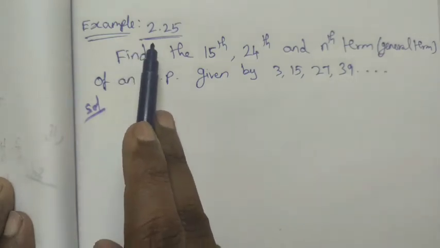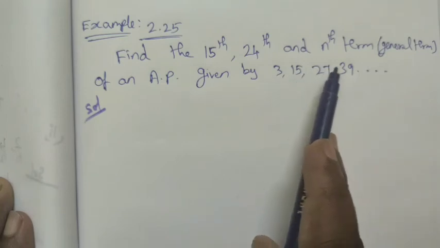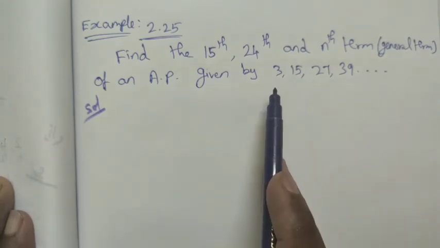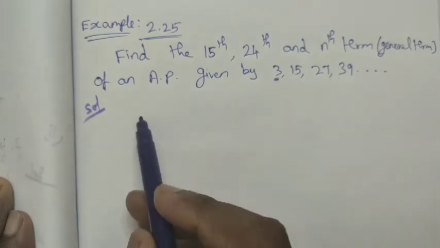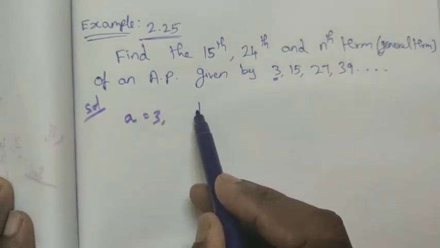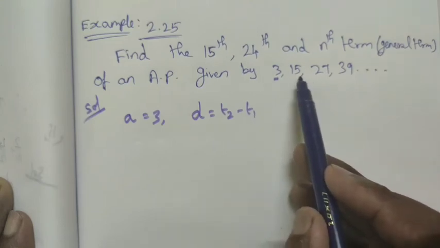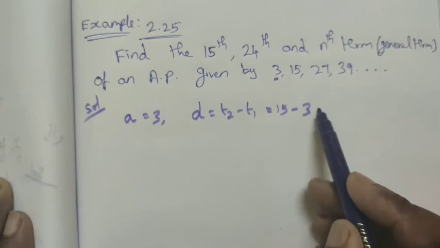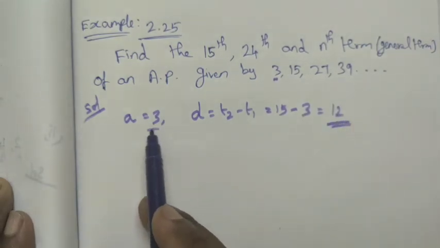See the next example, sum 2.25. Find the 15th, 24th and nth term, that is the general term, of the AP given by 3, 15, 27, and so on. The first term is a equal to 3, and the common difference d is equal to the second term minus the first term. That is 15 minus 3, which is equal to 12. So 12 is d and the first term is a.